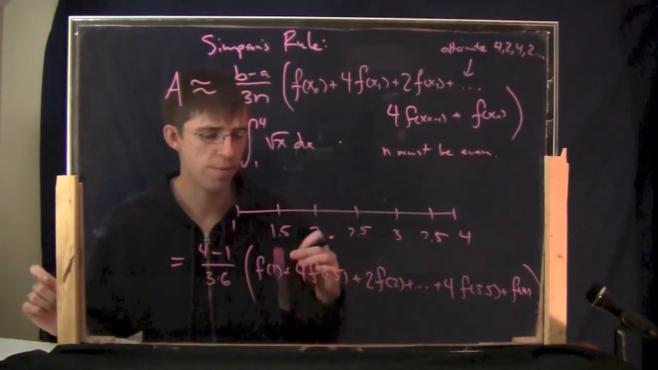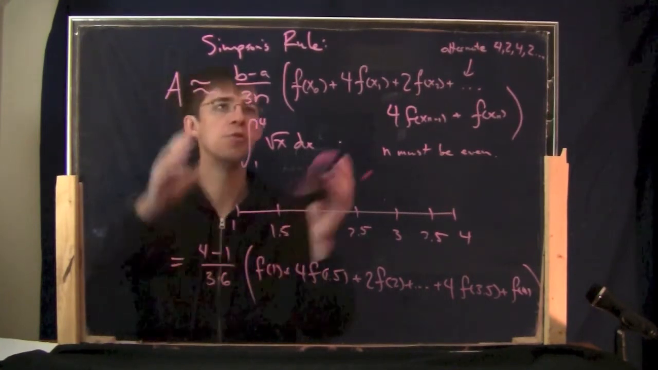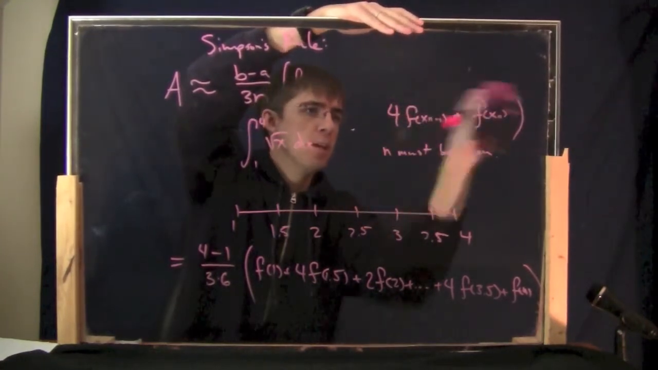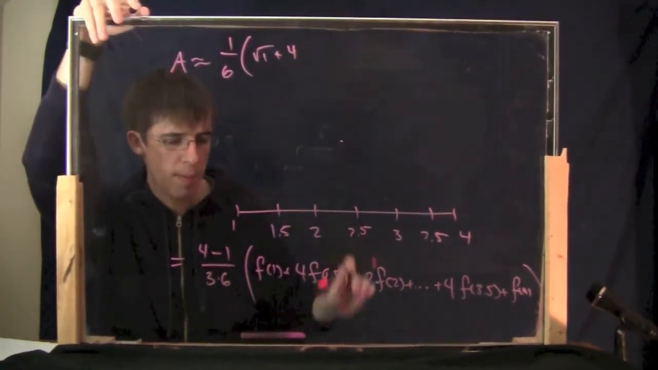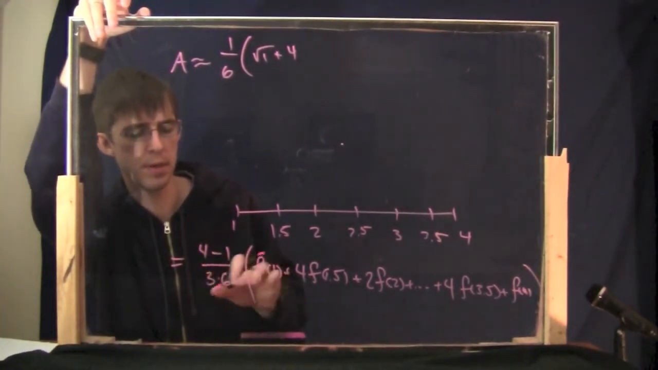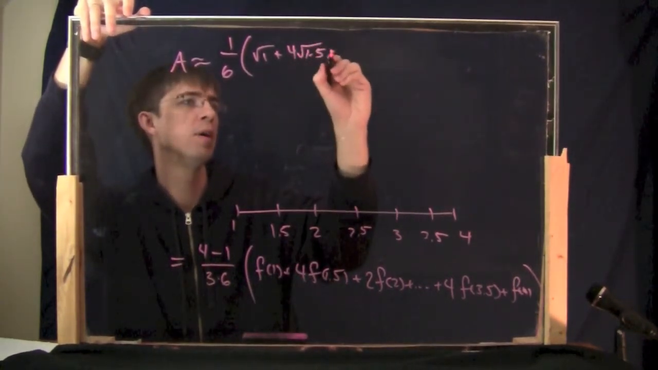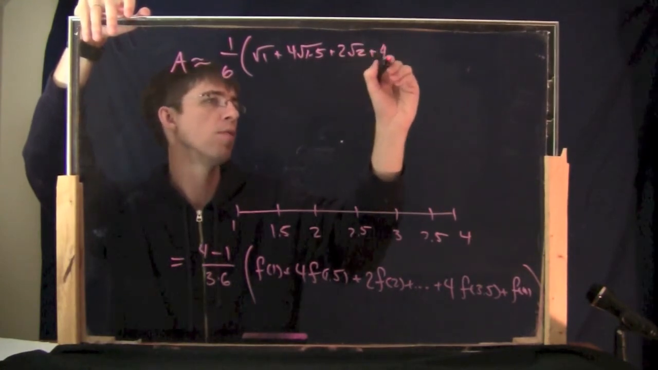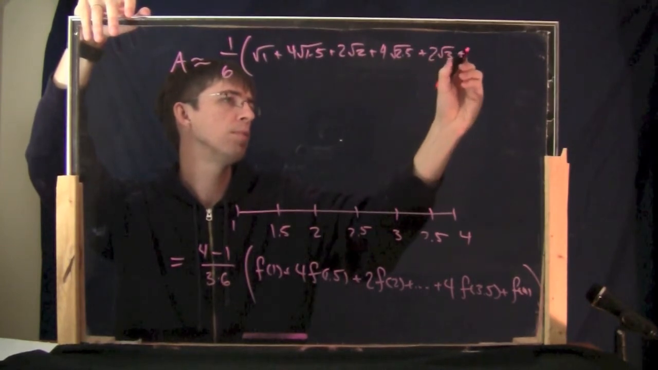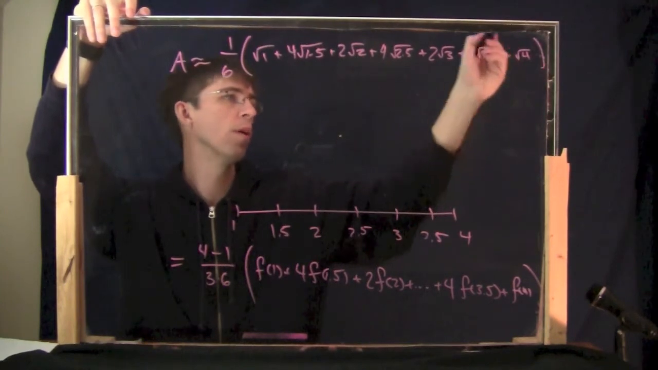Again, when you write your final answer on a test, I want to know that you know what you're talking about when you say f. So you should write one more step, which has the actual function in there. All right, my final answer. I simplified the front a little bit. 4 minus 1 is 3. 3 over 3 times 6, you can cancel the 3, so you get 1 over 6. And then 4 times square root 1.5 plus 2 root 2 plus 4, I'm going to write it all out this time, plus 2 square root 3 plus 4 square root 3.5 plus square root 4. There you go.